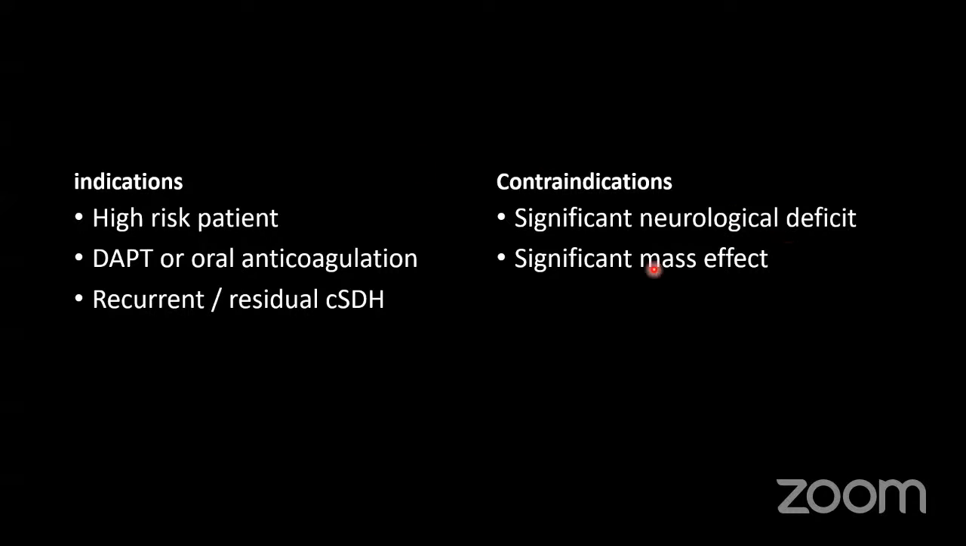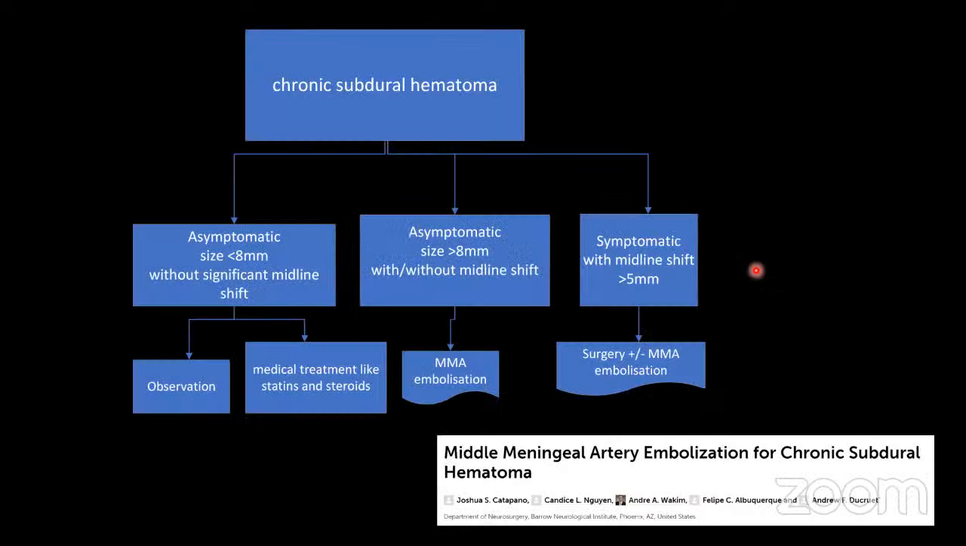The main contraindication is that, for the benefit to come into action, it will take at least 2 weeks, with maximum benefit at the end of the 4th, 6th, or 7th week. So a significant neurological deficit will not be improved by middle meningeal artery embolization. So it is a contraindication. And in the CT, if there is very significant mass effect, we can avoid doing a standalone middle meningeal artery embolization.